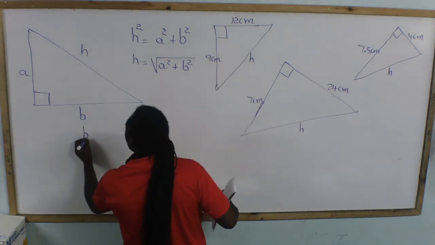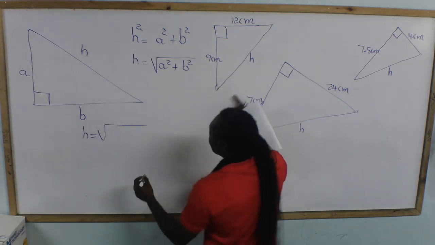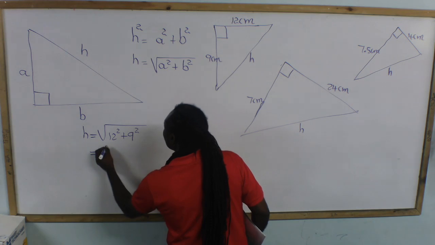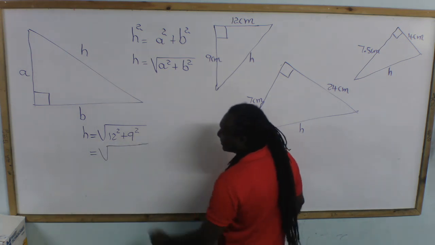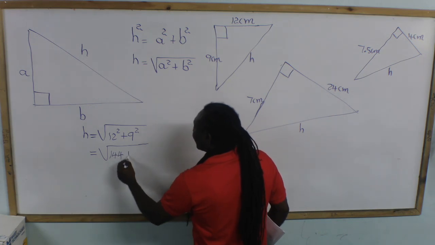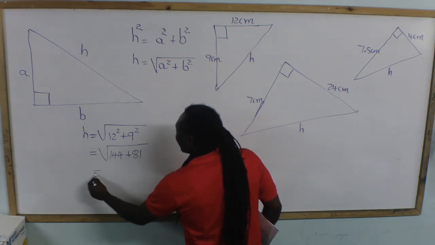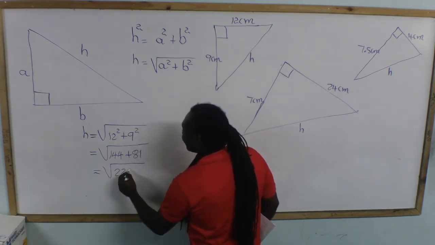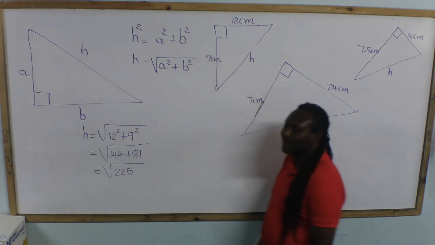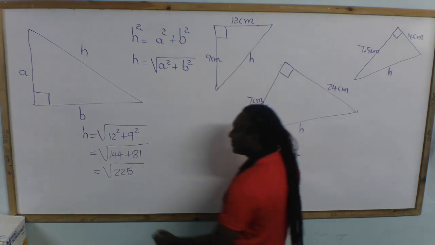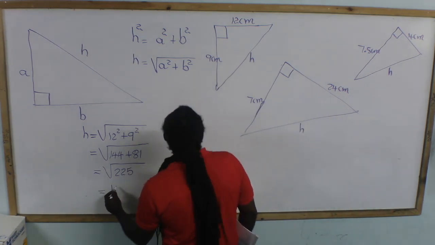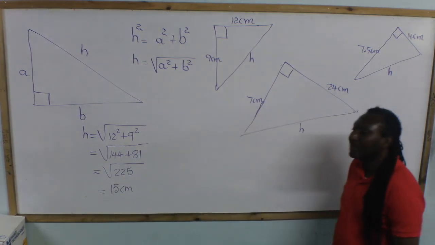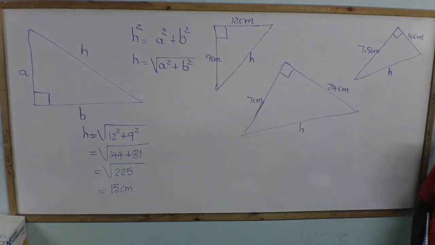Okay, I'm going to do this one. So for this one, the hypotenuse is equal to the square root of 12 squared plus 9 squared. Square 12, what do we get? 144. Square 9, what do we get? When we add them together, we get 225. Is that correct? And what is the square root of 225? 15 centimeters. That's all there is to it.